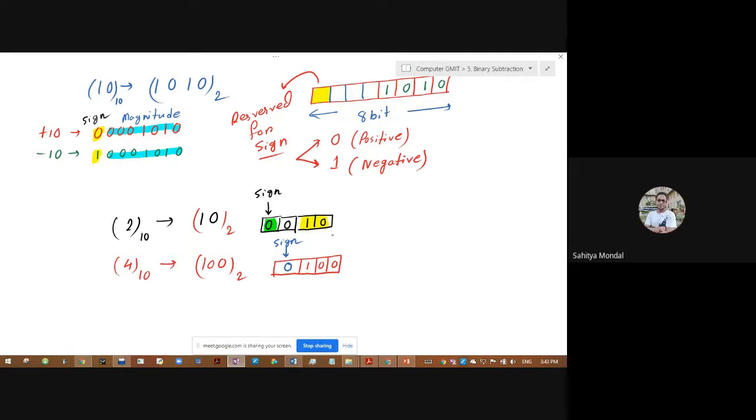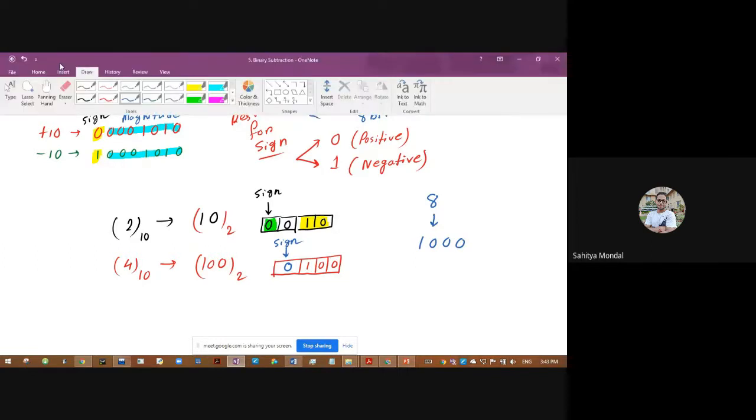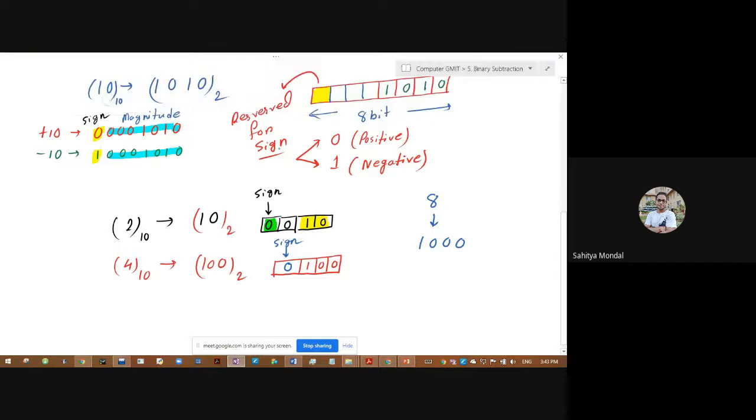Take any number. Assume a number, tell me. 8. So if you are going to represent 8, what is the structure of 8 in binary? To represent 8, how many bits are required? 4 bits. In 3 bits you cannot represent 8.